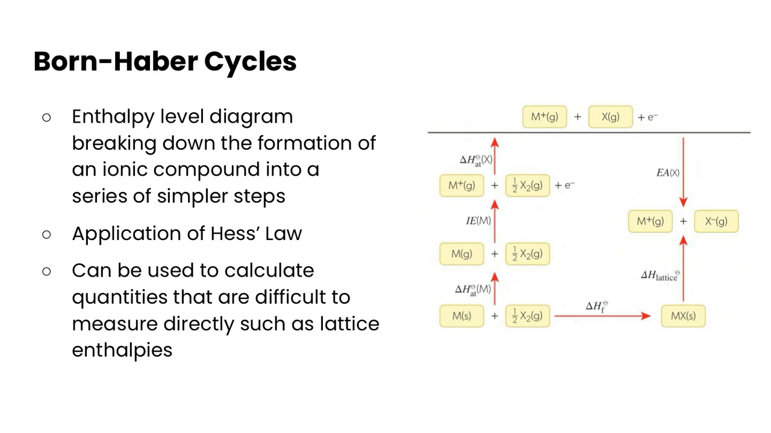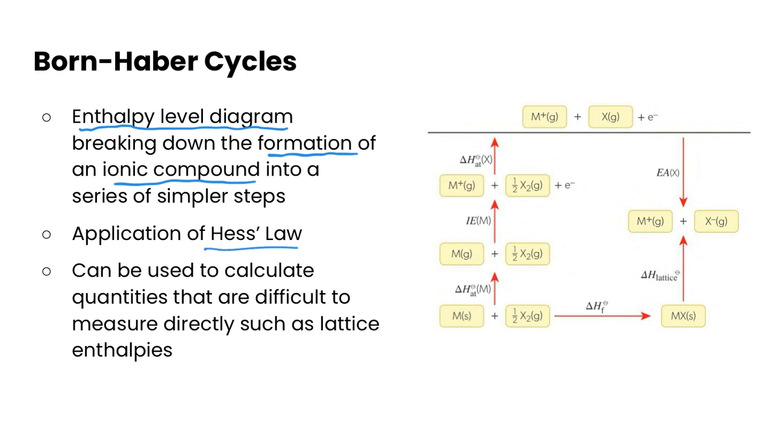In this video, we're going to take a look at Born Haber cycles, so what they are and how we can do calculations with them. A Born Haber cycle is essentially an enthalpy level diagram that's going to break down the formation of an ionic compound into a series of simpler steps. Essentially, this is an application of Hess's law.